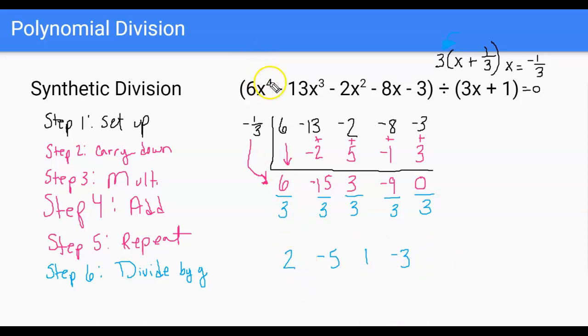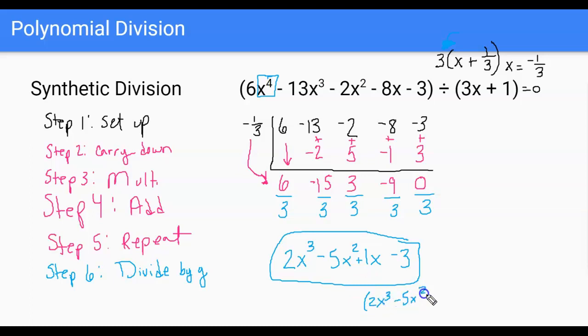So, again, we're always 1 power less. If we started with x to the 4th, our quotient will be x to the 3rd: 2x cubed minus 5x squared plus 1x minus 3, and it had no remainder. If we were doing a multiplication statement, we would say 2x cubed minus 5x squared plus 1x minus 3 times 3x plus 1. And that is how you can check your answer. You can always multiply this back out and make sure that it gives you the polynomial that you started with.